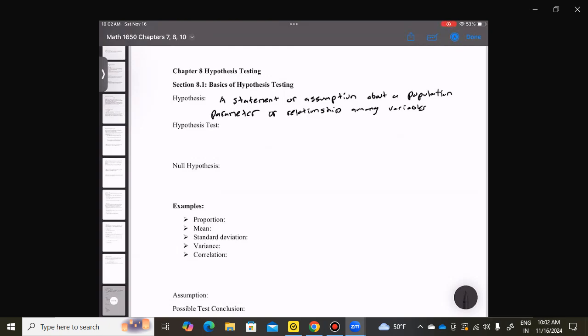A hypothesis test is a statistical procedure used to evaluate the hypothesis by analyzing sample data.